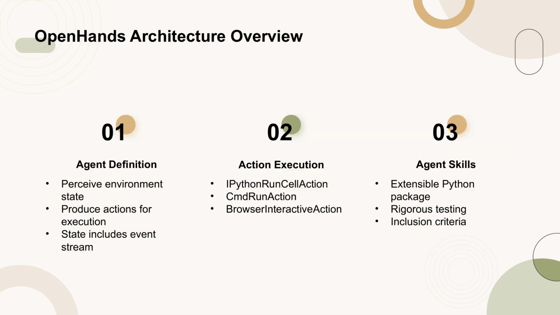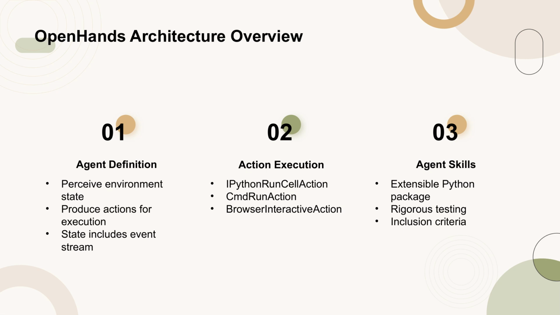In this section, we delve into the architecture of OpenHands, focusing on how agents are defined and implemented. An agent in OpenHands is capable of perceiving the state of its environment, which includes prior actions and observations, and producing actions for execution based on a user-specified task.